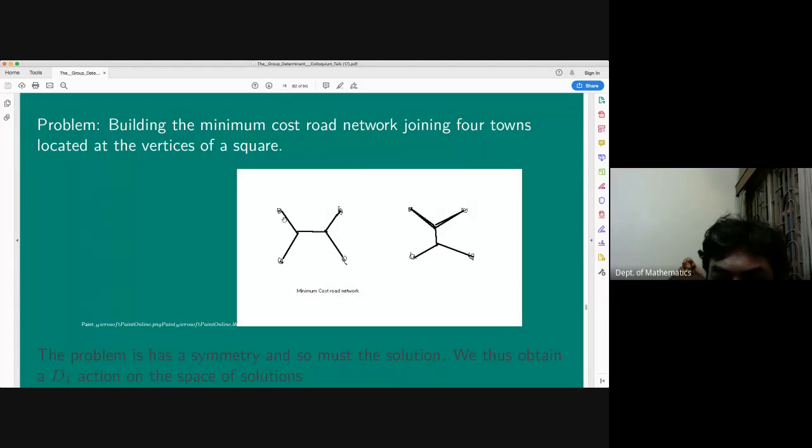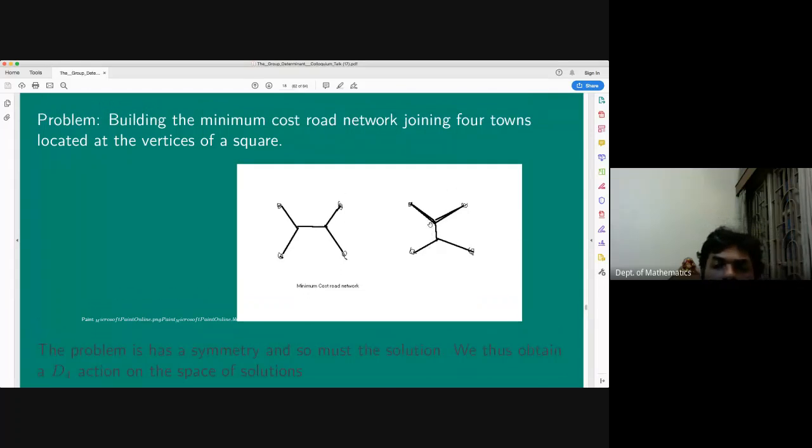This angle is 120 degrees. You can prove easily using calculus or something that this is indeed the minimum possible way of constructing the road network. Now, what I want to say: I have introduced these rather abstract notions, representations, and all these things, but I need to justify how this notion of representations comes up in real life.